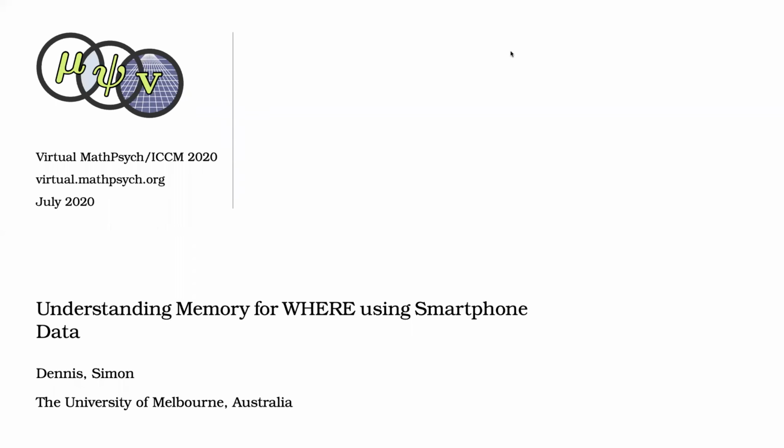Hello, my name is Simon Dennis, and I'm going to be presenting work on understanding memory for where using experience sampling technologies. My collaborators were Elizabeth Leliberte, Adelaide McKenzie, Hyungwook Yim, and Ben Stone. This is a pre-recorded presentation for the 2020 meeting of the Society for Mathematical Psychology.